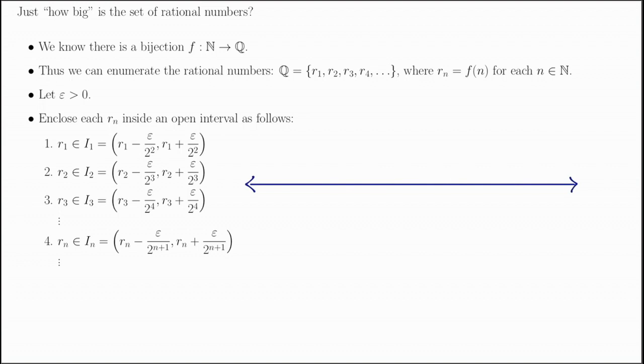So let's say that this is r sub 1, this is r sub 2, here's r sub 3. What I'm going to do around r sub 1 is draw an interval that looks like r1 minus epsilon over 4 to r1 plus epsilon over 4. So this is an open interval with r1 sitting in the middle. And the radius of this open interval is epsilon over 4.